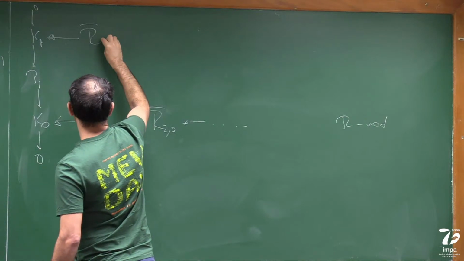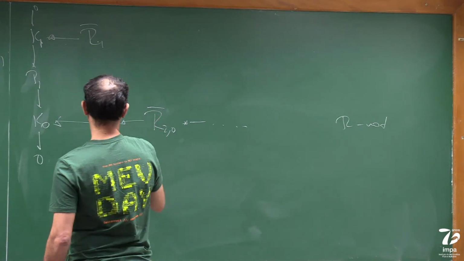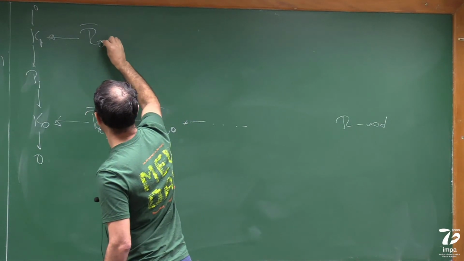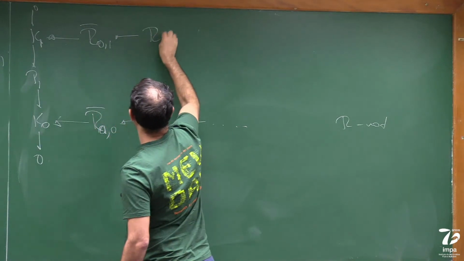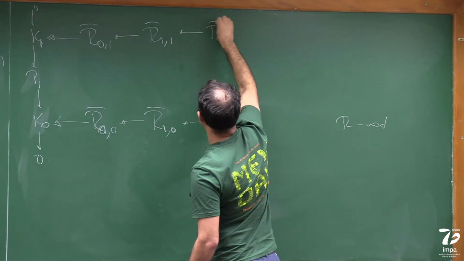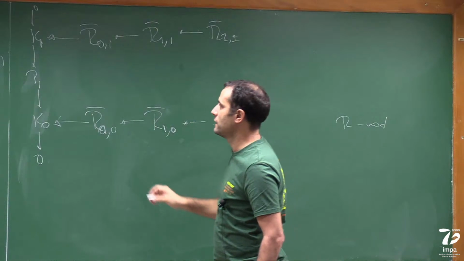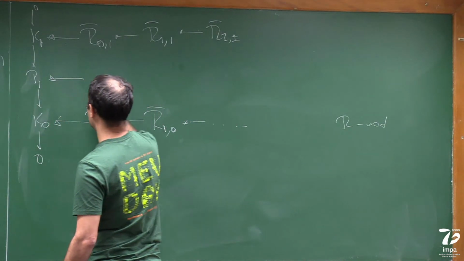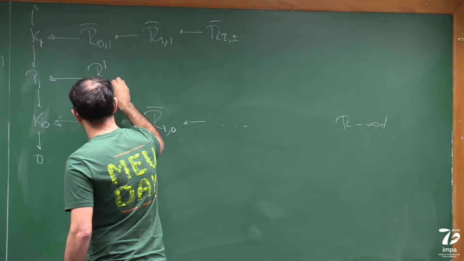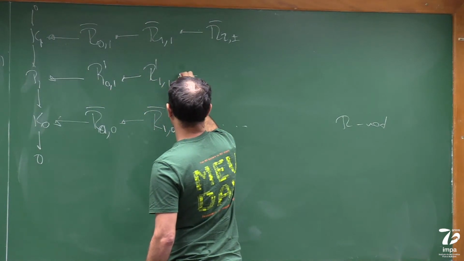So this is a resolution that I'm going to take is going to be R. This was 0. This is 1, 0, and so forth. And now I'm going to choose 0, 1, R bar 1, 1, R bar 1, 2, 1, and so forth. And this therefore extends to a resolution. I'm calling this R prime, 0, 1, R prime, 1, 1, and so forth.